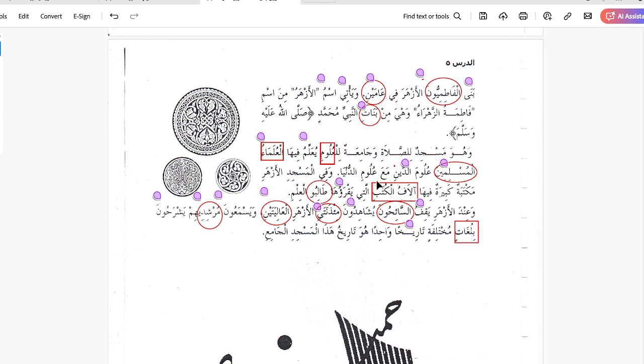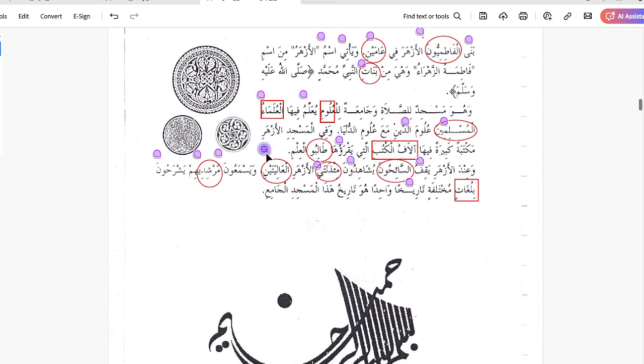Ulumuddini wa ulumud dunya, so ulum is also a broken plural. So the Muslim scholars, they teach in it ulumuddin, sciences of the religion, along with ulumud dunya, the sciences of the world. So both deen and dunya, both sciences of deen and dunya, the ulama teach in it.